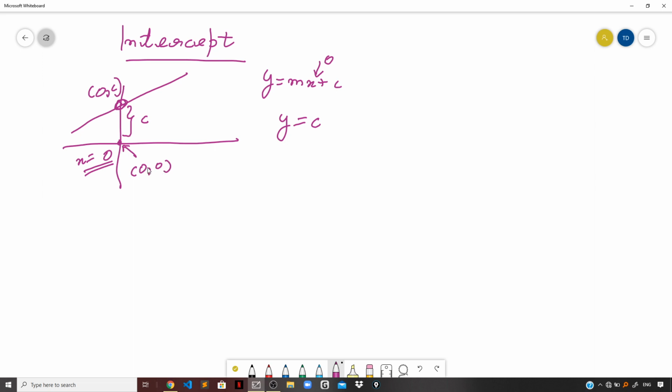Now on plugging x as 0 in the straight line equation, whatever value you get for y is known as the value of intercept. So I think a brief refresher on the concept of straight lines must be crystal clear to you guys. Let us now discuss our main topic of the video, which is linear regression.